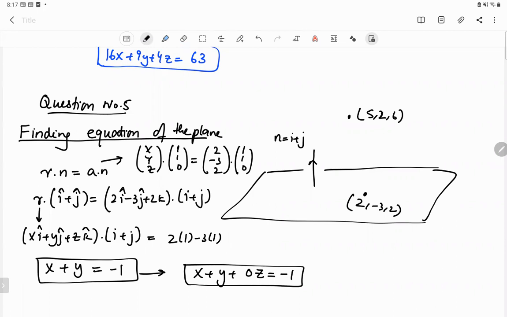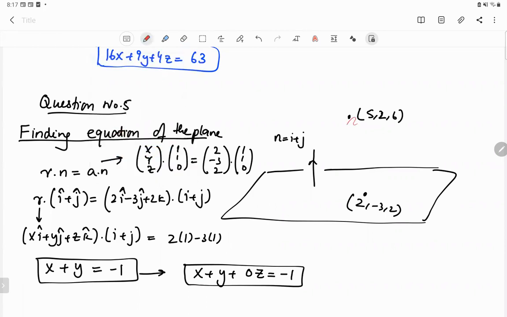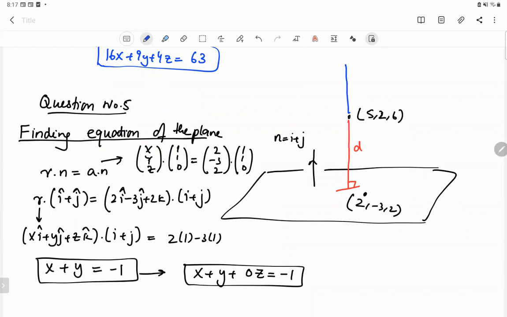And our job is to find the distance. Which distance do we want to find? This red length. This is the distance of the point from the plane, okay? In order to calculate this distance, we will first imagine this blue line, which is passing through the plane. It cuts the plane at 90 degrees. And this line L, we want to calculate the equation of this line L.